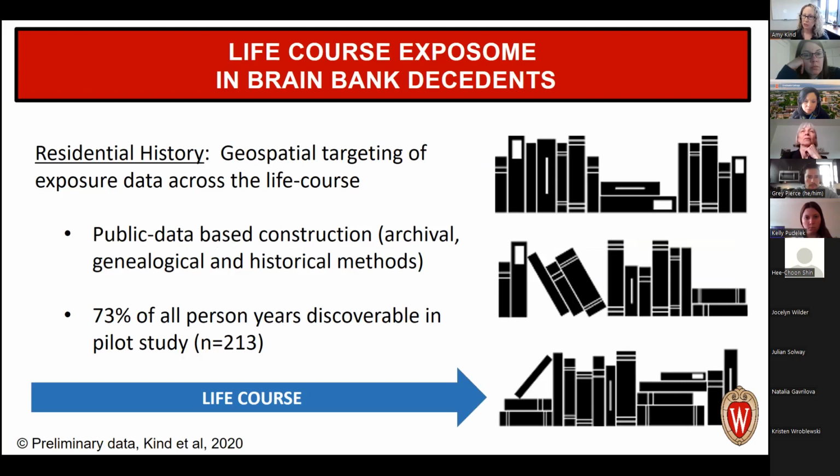We use survey techniques and residential history construction, and we can go into that if you'd like. But with the decedents, we've partnered with our historical colleagues and our archivists and have used bread and butter genealogical and archival tracing methodologies to take this individual at the point of death and to trace them back to their point of birth. And doing this, we are able to find 73% of all their person years. It's fascinating how much is in existence in the public record.